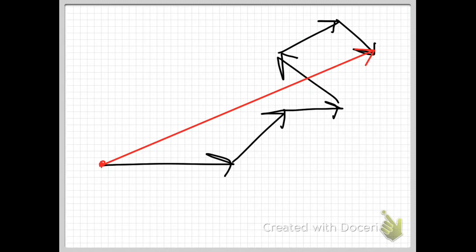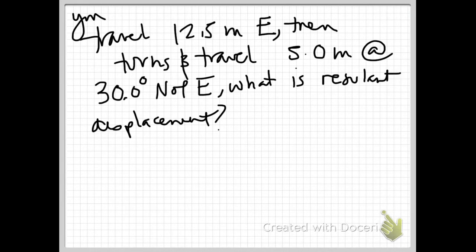Now the cool thing about doing graphical solutions for vectors is that if you are very careful and cautious with scale, you can actually solve vector problems without doing any math, other than the scaling math. So if we're told that someone travels 12.5 meters east, then turns and travels 5 meters at 30 degrees north of east, what is the resultant displacement?